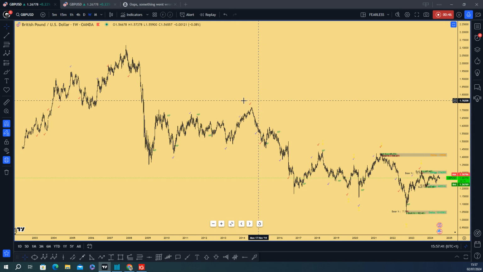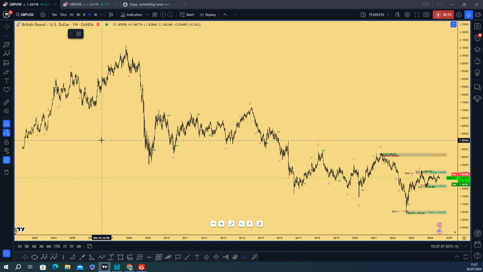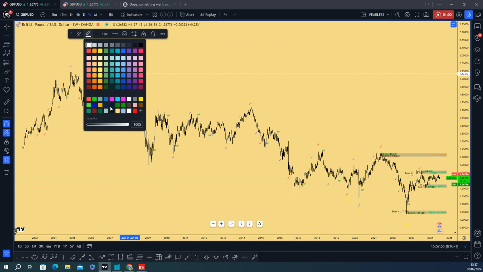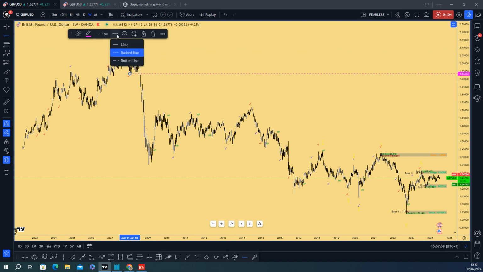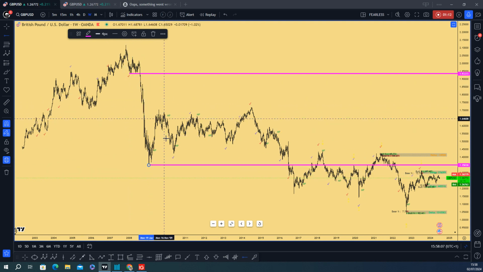So a couple of things I want to do first. This is the weekly chart. I'm just going to go ahead and draw some of the key levels that we have on the chart. For the weekly chart, I'm going to be using magenta color for all the levels. Okay, so that is coded and we can see it on all the charts.